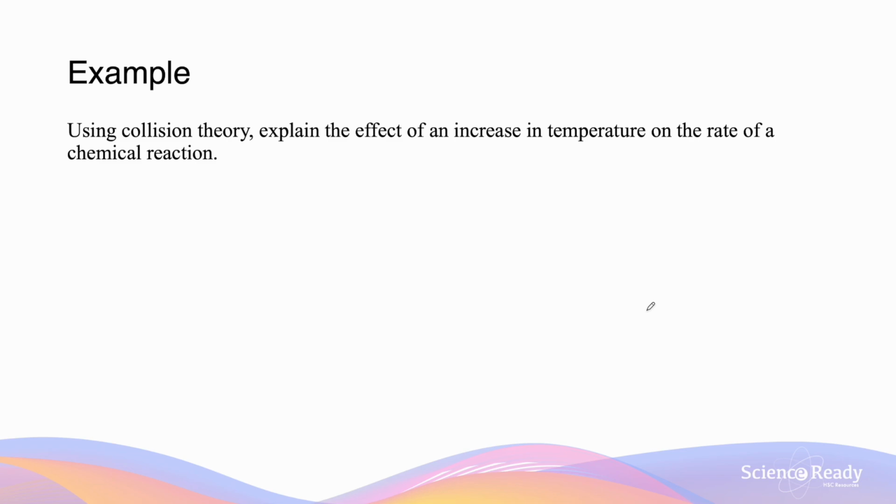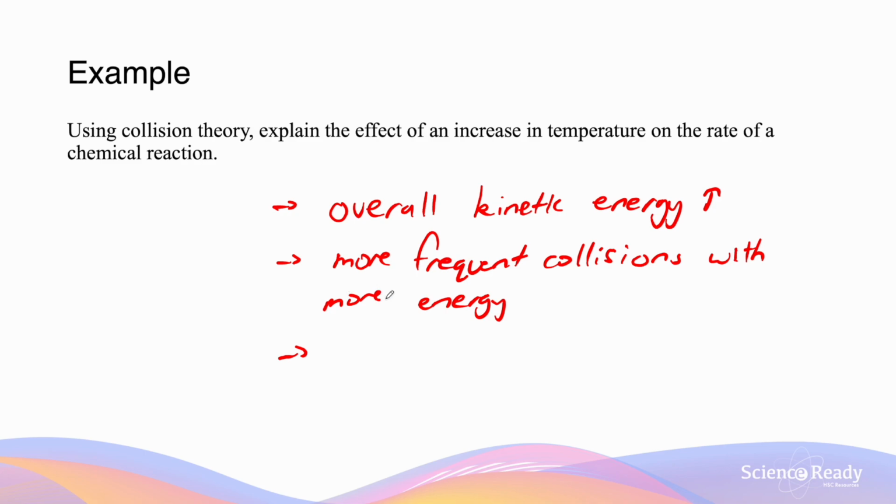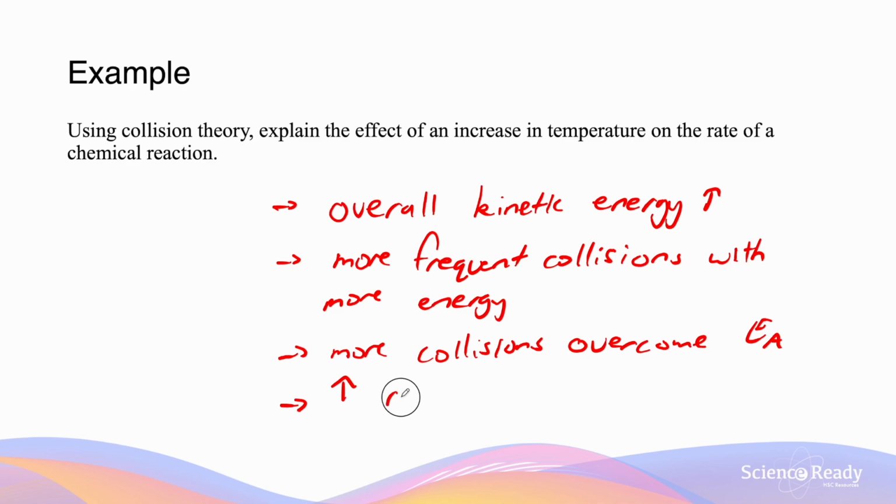This example asks us to use collision theory to explain the effect of an increase in temperature on the rate of reaction. First, we know an increase in temperature is going to lead to an increase in overall kinetic energy of a system. This means that the molecules will have more energy and will collide more frequently. This increase in kinetic energy means that more collisions will overcome the activation energy. And activation energy is simply described by this EA, and therefore, an increase in reaction rate.